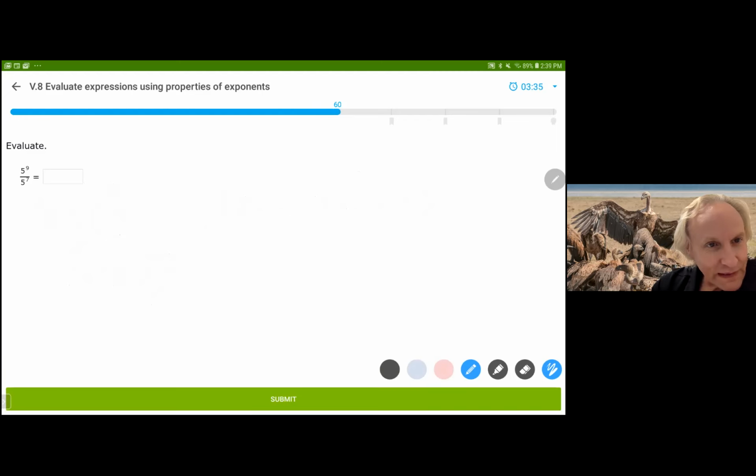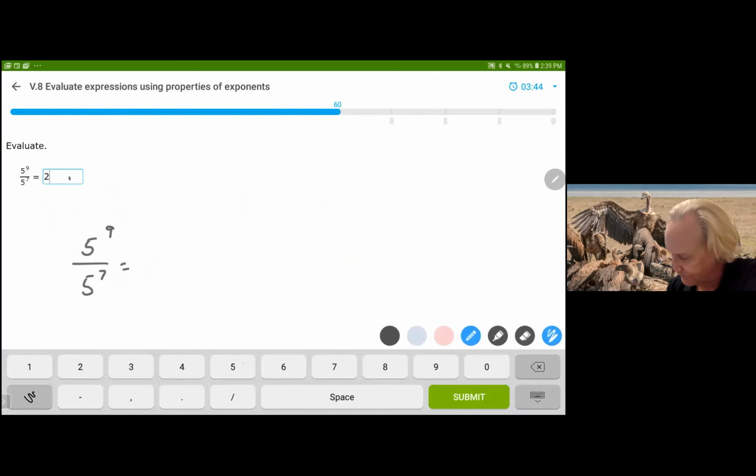All right, so we're looking at 5 to the 9th over 5 to the 7th. I'm rewriting it because it's a little hard to read. 5 squared is 25.